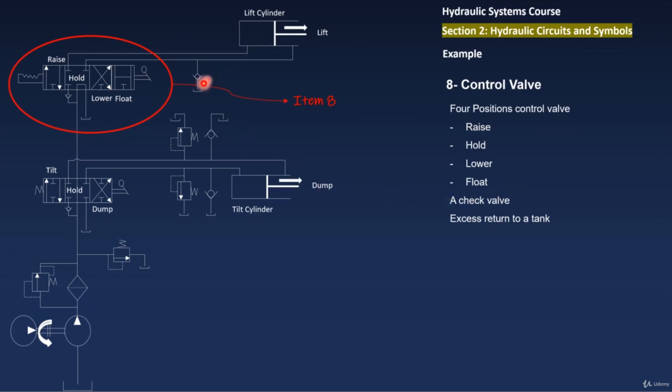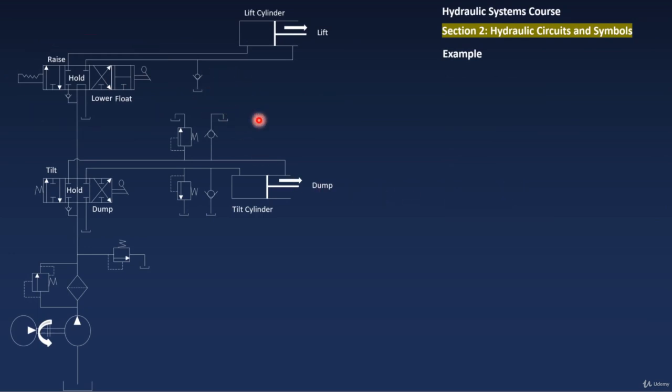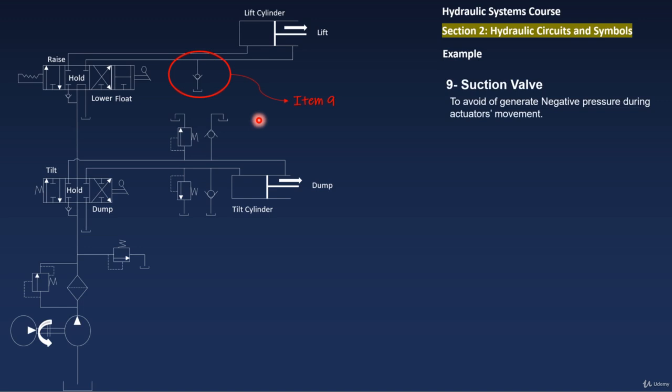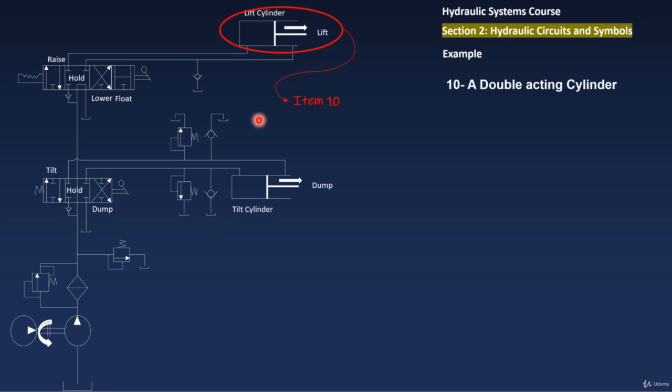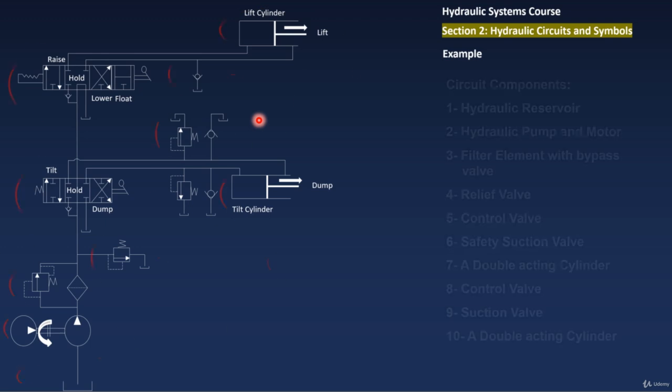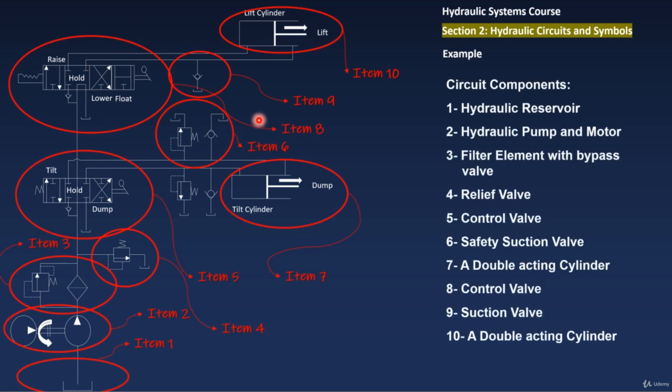And then a check valve to ensure excess oil returns to the tank. Again, a suction valve to avoid generating negative pressure during the actuator's movement. And the final item here is a double acting cylinder. So this circuit is composed of a hydraulic reservoir, hydraulic pump with motor, filter element with bypass, relief valve, control valve, safety suction valve, a double acting cylinder, control valve, suction valve, and double acting cylinder.